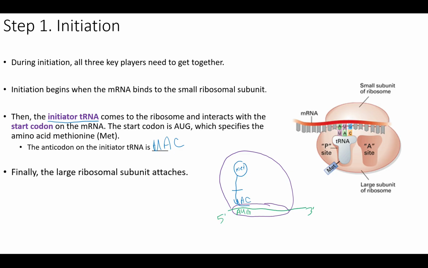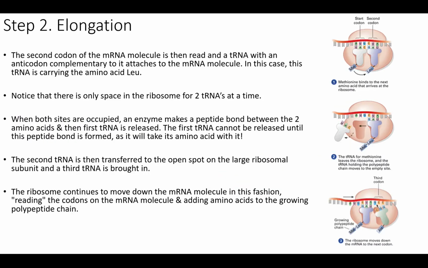We have all of our key players interacting together. The messenger RNA is attached to the ribosome, specifically at the small ribosomal subunit. The initiator tRNA came in to bind, and then the large ribosomal subunit followed suit. So that's initiation. Now comes elongation.